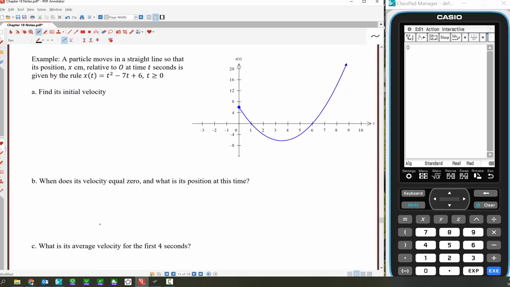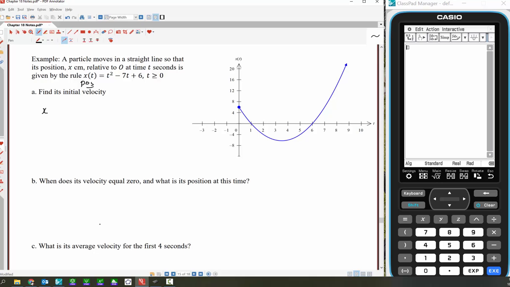Let's try it out on a function. The particle moves in a straight line, so its position x relative to the origin at time t seconds is given by this rule. Find its initial velocity. This is the position function, its position with respect to time. So the initial velocity can be found by looking at the velocity at time 0.